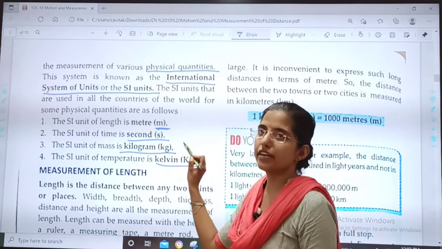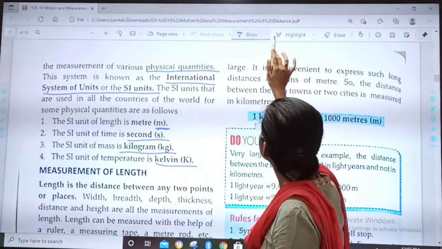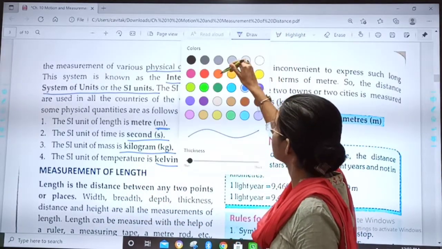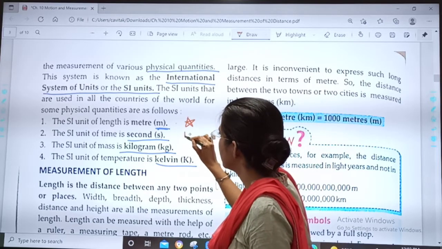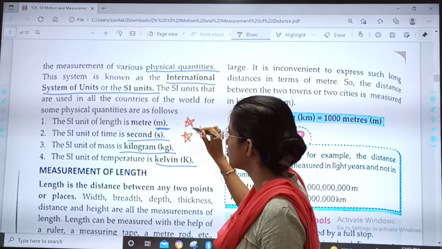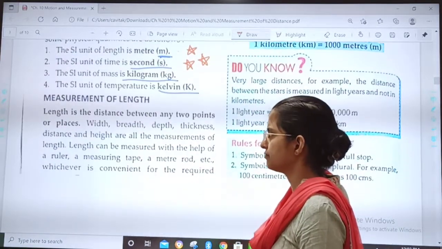So this is very important. SI unit of different physical quantities. Children, mark it important, okay? Draw 3 stars here or highlight this. This is very important and you should know this. Now we will come to measurement of length.